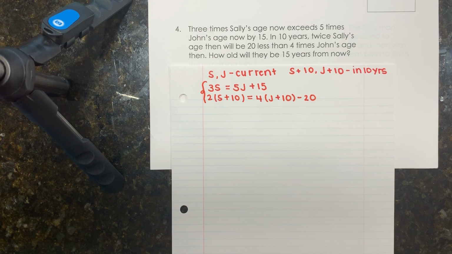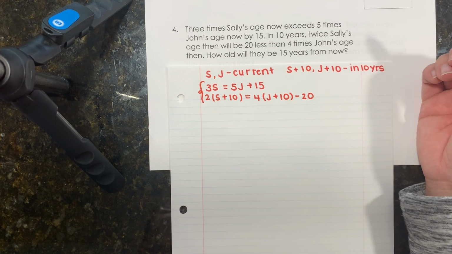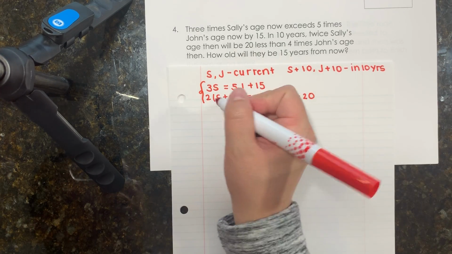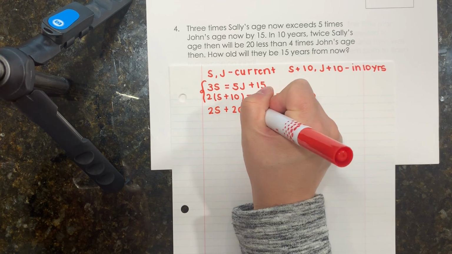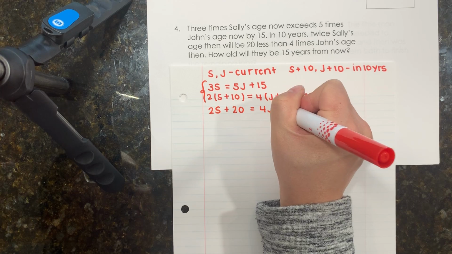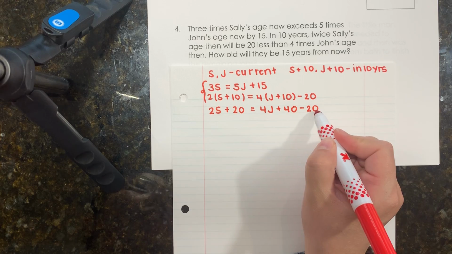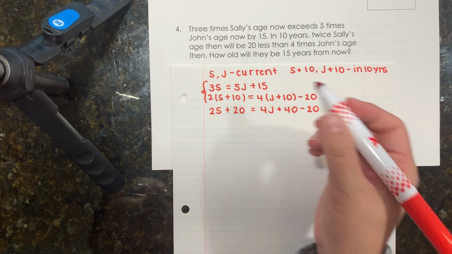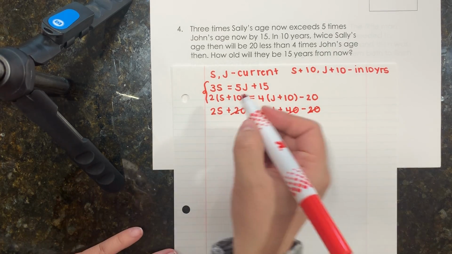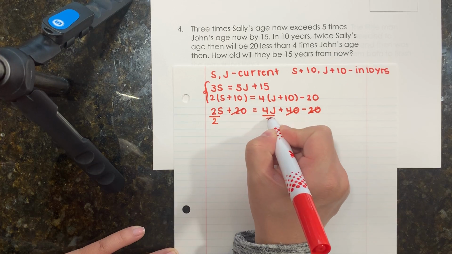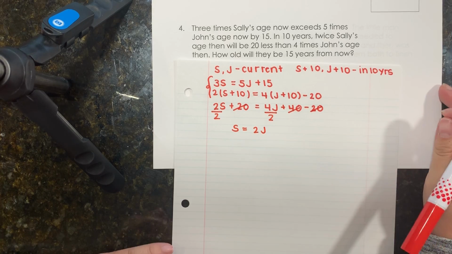So now I have 2 equations that contain S and J, and you need to either do substitution or elimination to solve. I'm going to start by distributing the second equation, which would be 2S plus 20 equals 4J plus 40 minus 20. But look at that, 40 minus 20 is actually 20, and there'd be a positive 20 on both sides, so these actually all cancel. Then I can divide both sides by 2 to give me that S is equal to 2J.